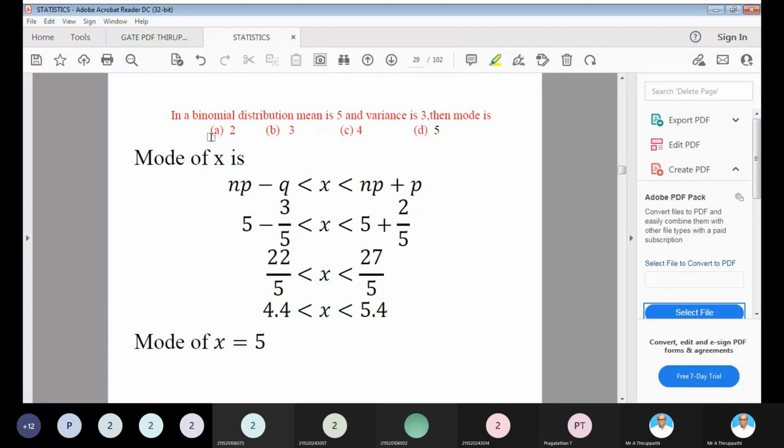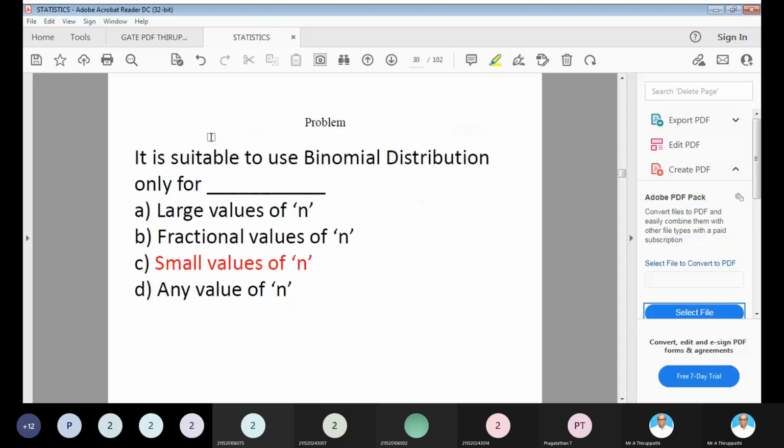So after simplification, 5 minus 3 by 5, take the LCM. 5 into 5, 25. 25 minus 3, 22. 22 by 5 is less than or equal to x, less than or equal to 27 by 5. 22 by 5 is nothing but 4.4. 27 by 5 is nothing but 5.4. That is, the mode lies between 4.4 and 5.4. So approximately 5.